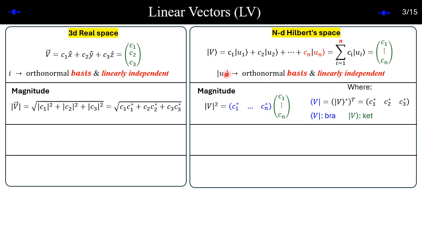So now, this we are calling ket. When we have the complex conjugate of that, we call it bra, so that it is a bracket. Is it okay? Simple?